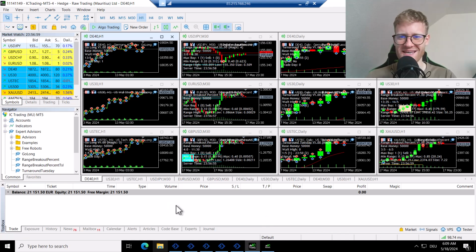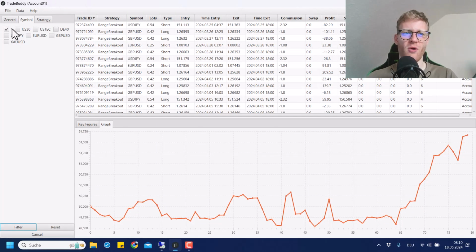Every chart has different settings. If you're interested, I made a lot of videos about the settings for the range breakout strategy already on the channel. Just search for them and you will find them. And let's have a look at which of these symbols is performing and which is not.